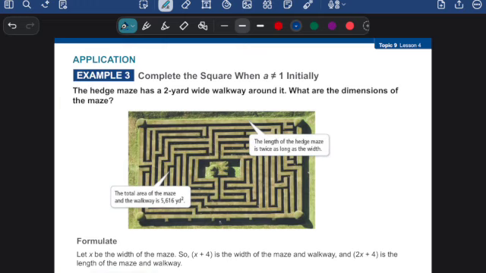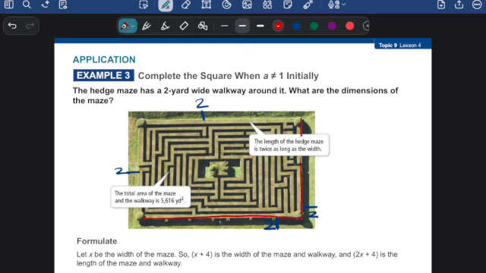Example 3, our application problem. The hedge maze has a 2-yard wide walkway around it. So this is 2 yards. This is 2 yards. This is 2 yards. This is 2 yards, all the way around. What are the dimensions of the maze? So I want to know the dimensions, the length of this and the length of this.